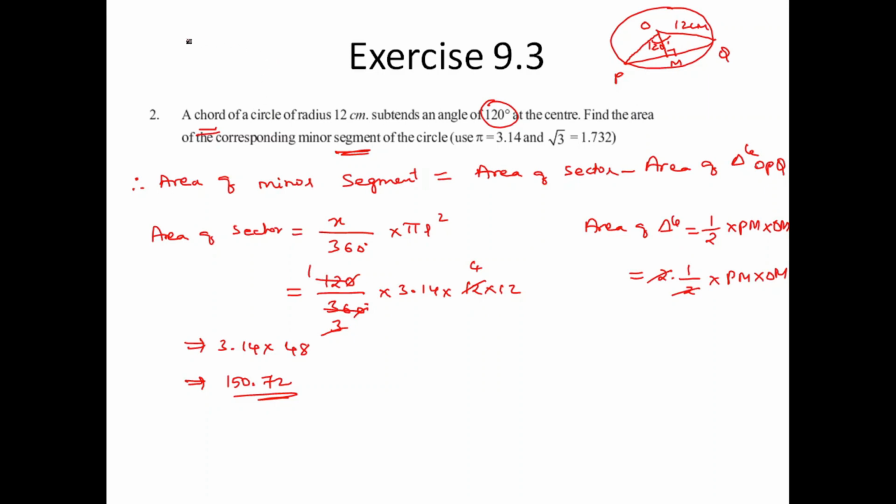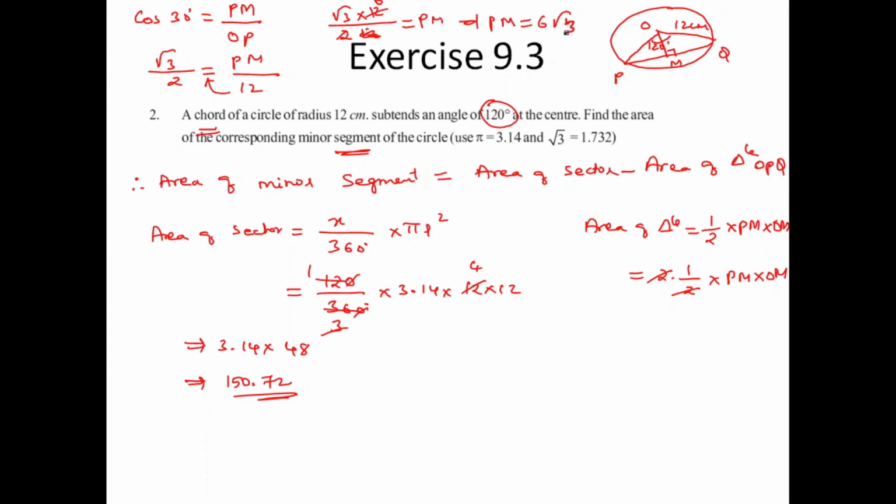Okay. So to remove the value of AM, I'm using cos 30 degrees is equal to AM by OP. The value of cos 30 is root 3 by 2 equal to AM by the value of OP, which is given already. So I would be getting root 3 by 2 into 12 equal to AM. So this is your 2 and this is your 2. So this is your 6. Okay, so AM value came out to be 6 root 3.